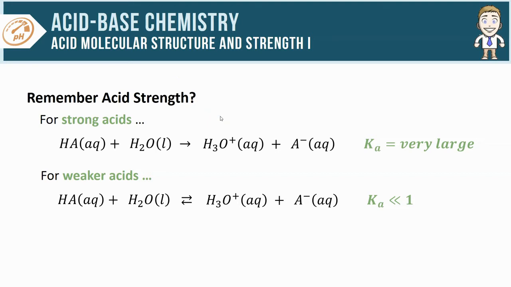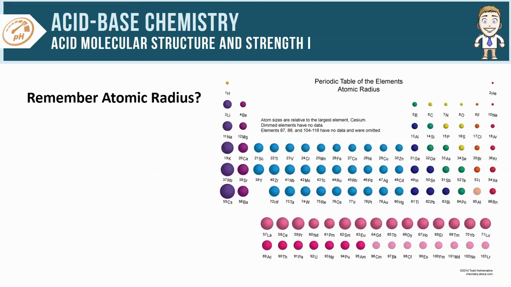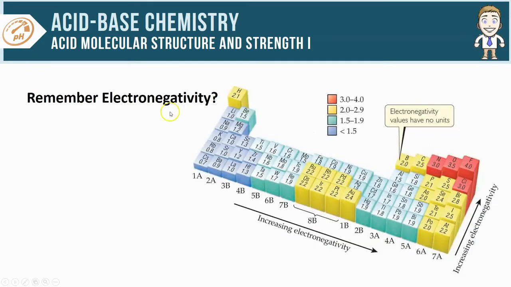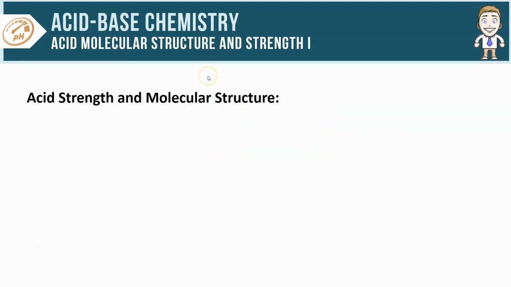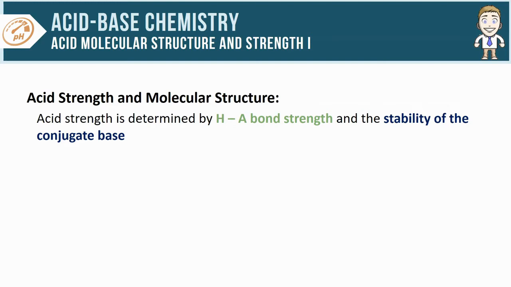In this video, we'll also come across some seemingly unrelated topics such as the trend in atomic radius and electronegativity. So let's get started by looking at some of the connections between molecular structure and acid strength. There's really two factors to consider. One of them is the strength of the bond between the hydrogen and the rest of the acid that we'll just generally call A. It's also affected by the stability of the conjugate base that's produced.